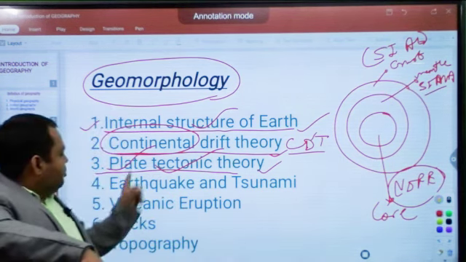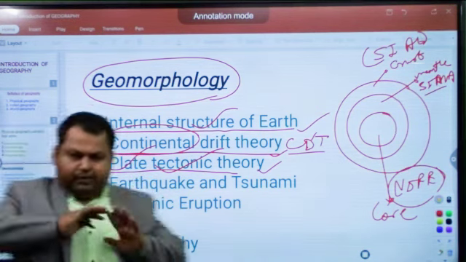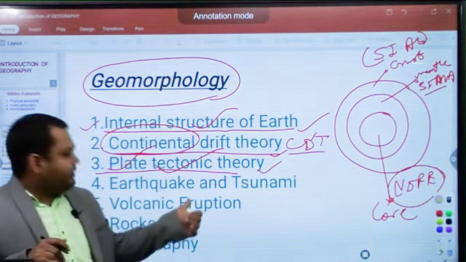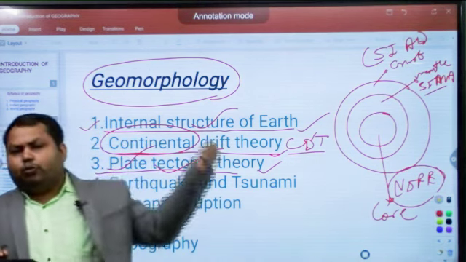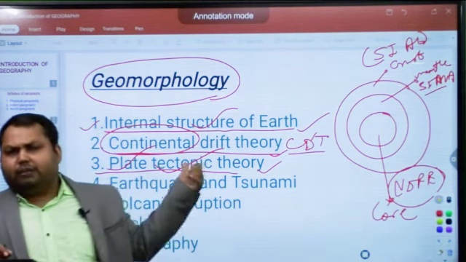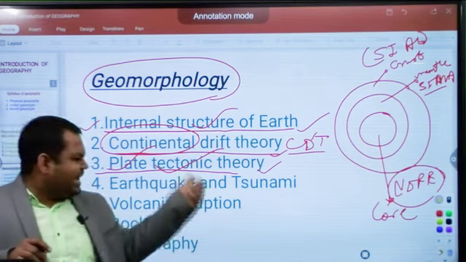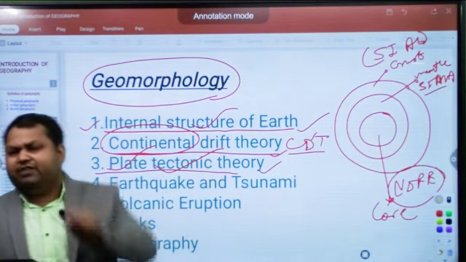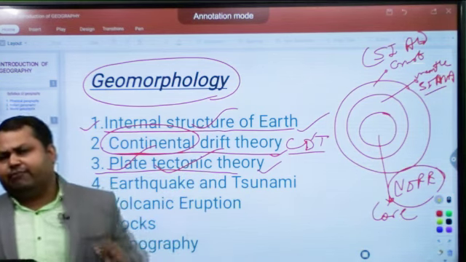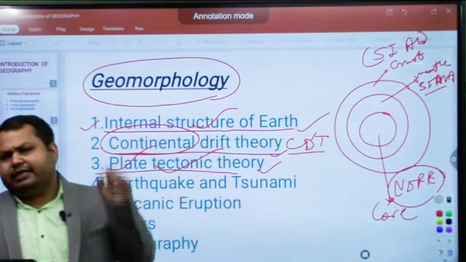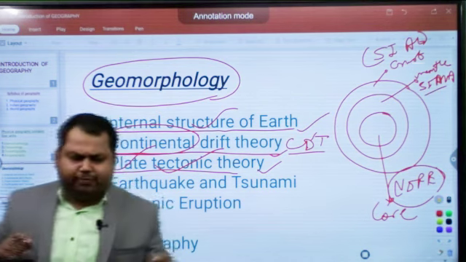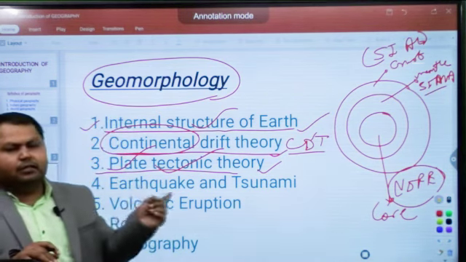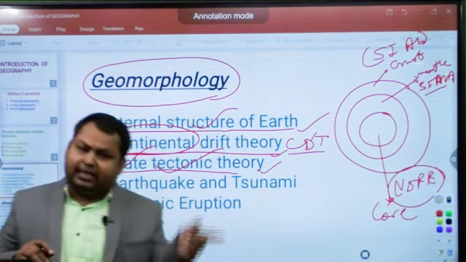So plate tectonic theory, in short, is a kind of advancement over continental drift theory, because it has a more authentic driving force in the form of the convectional current of magma. The convectional current of magma is responsible for the movement of the plates, that is in the form of continents as well as ocean bottom.